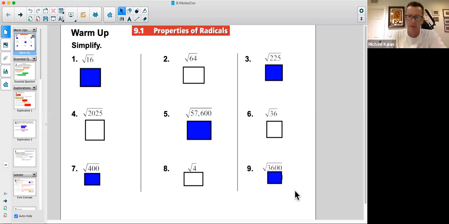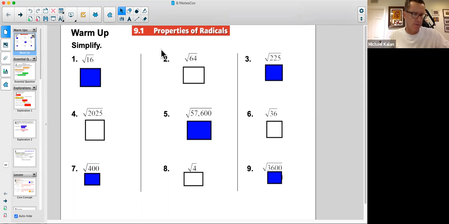Right, here we go with 9.1.1, or part one. We're going to split this section into two different lesson videos because it's a very meaty section, as they say. So you can see we're going to learn all the properties of radicals.